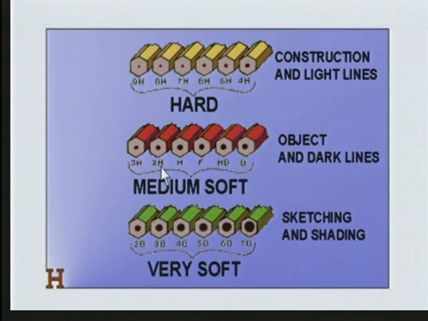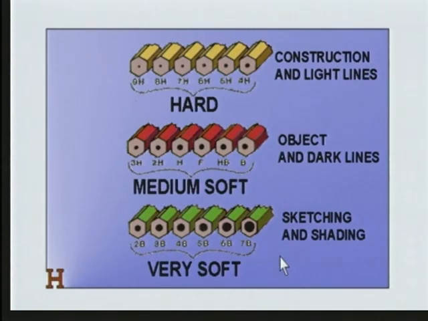Now, in some cases, depending on the medium you're drawing on, whether you're drawing on a particular kind of paper or whether you're drawing on mylar, you may change the degree of lead for your object lines or for your construction lines slightly. If you're doing a lot of sketching or artistic things, then you'll consider using the softer leads.